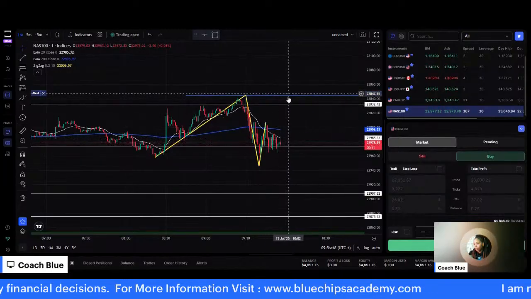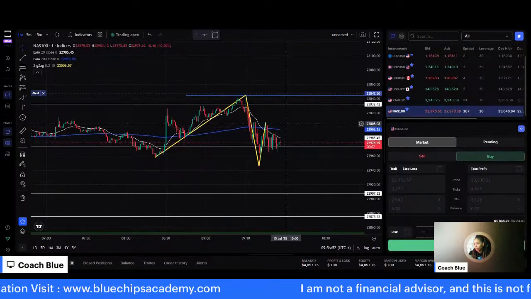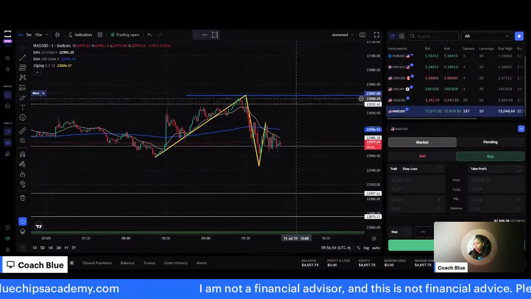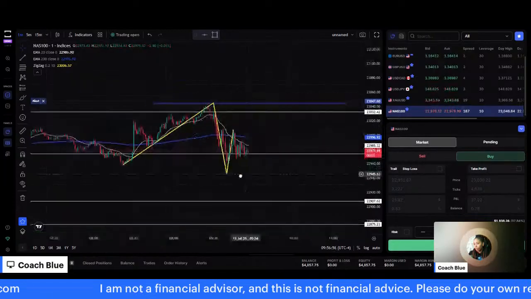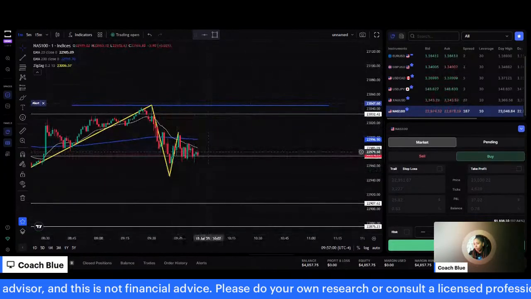Okay. So if price comes back up to this level, we should see a crossover, and then the 20 should be above at that point. But right now, where we are, we're just seeing a lot of choppiness.